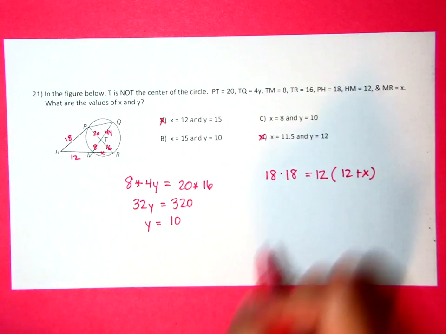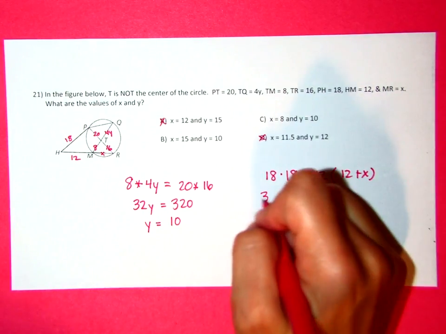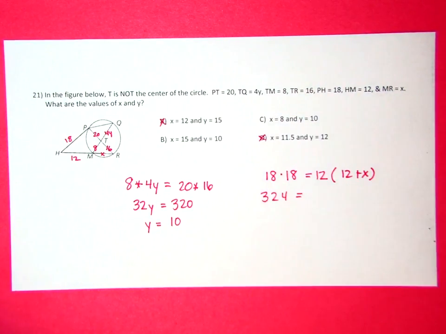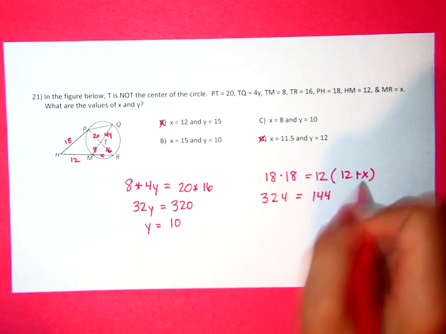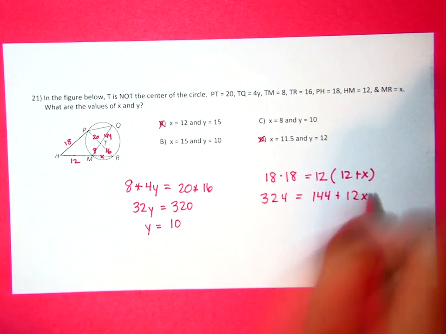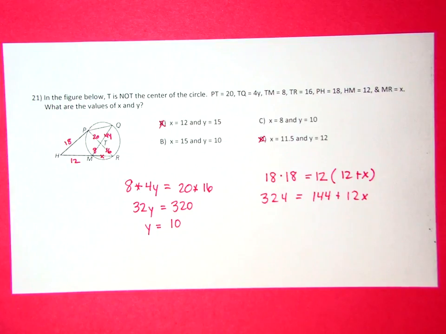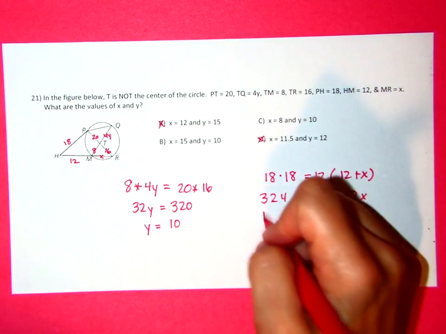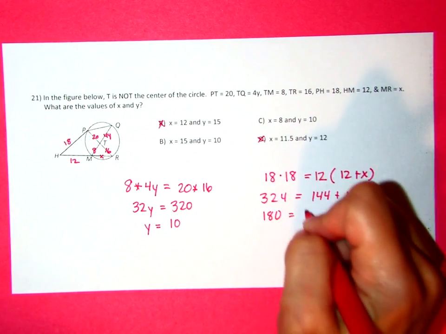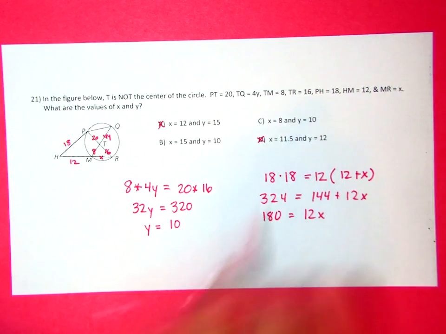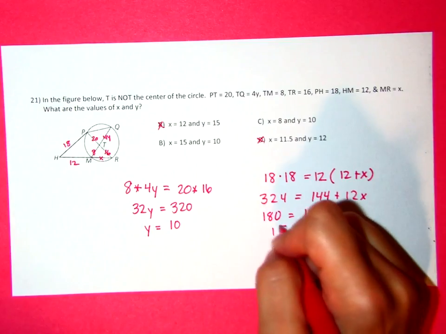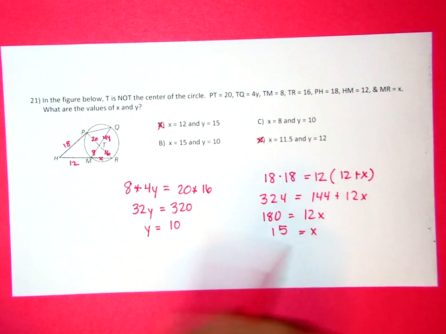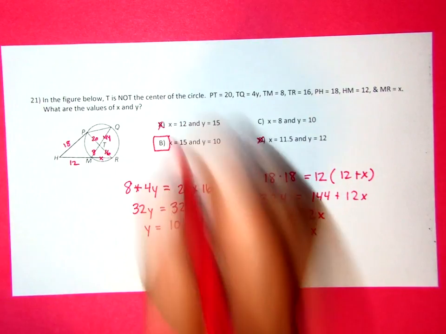So the first thing we're going to do is 18 squared, which is 324, equals 12 times 12, which is 144. Distribute the 12 to the X as well, plus 12X. We're going to take 144 and subtract it from both sides. So we have 180 is equal to 12X once I subtract 144 from both sides. And then we're going to divide both sides by 12. So X is going to equal 15. So X is 15, Y is 10. That puts my answer as B.